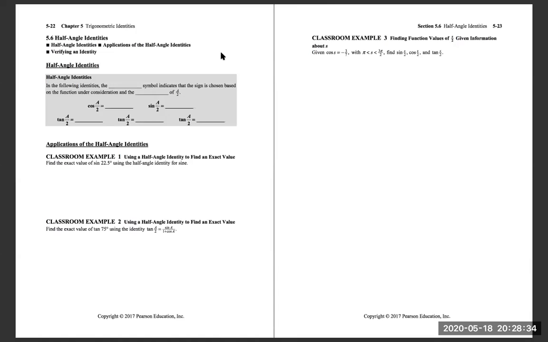Okay, so let me go ahead and draw in here. So this is section 5.6, half-angle identities. We're going to go over classroom example 1 and 2, and then just plug in the formulas here.